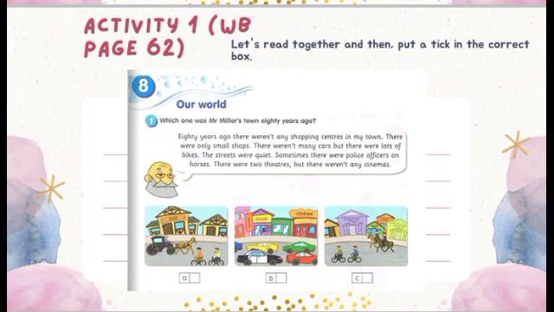But there were lots of bikes. Tapi terdapat banyak basikal. The streets were quiet. Jalan-jalan sunyi. Sometimes there were police officers on horses. Kadang-kadang ada polis yang menunggang kuda. There were 2 theatres, but there weren't any cinemas. Terdapat 2 teater, tetapi tiada panggung wayang. Okay, so I hope all of you can choose which one was Mr. Miller's town 80 years ago. Bolehlah kamu pilih yang mana bandar atau pekan yang dimaksudkan oleh Mr. Miller itu. Just put a tick in the box ya. Tandakan right pada kotak yang betul.